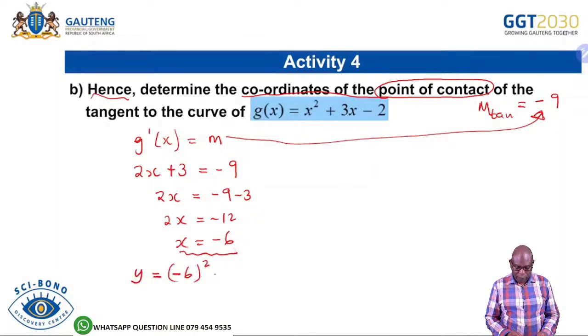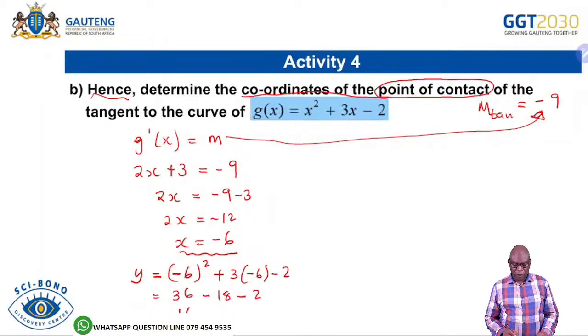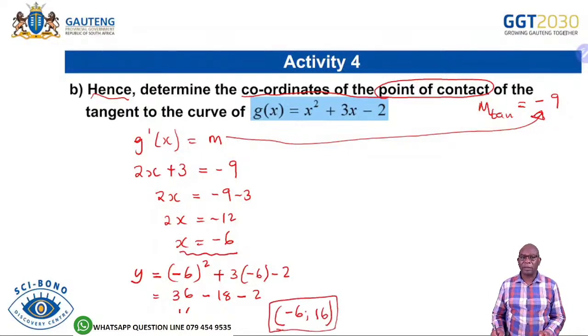So I'm going to have plus 3 into -6 minus 2. So there will be 36 minus 18 minus 2. And if I do my math there, I think that will be 16. So the coordinates of the point will be (-6; 16). Remember, I must write these coordinates. So those are my coordinates. That's my final answer.